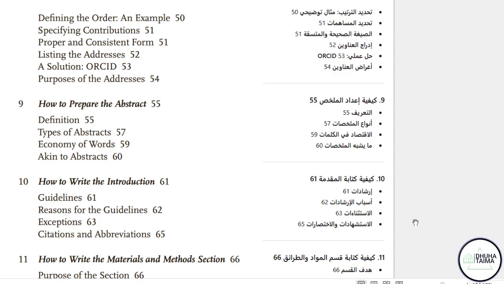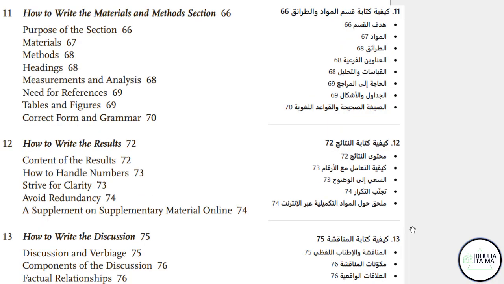11. How to write the materials and methods. Purpose of the section. Materials. Methods. Headings. Measurements and analysis. Need for references. Tables and figures. Correct form and grammar.